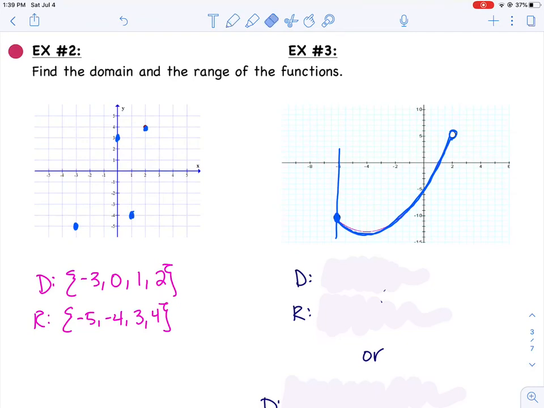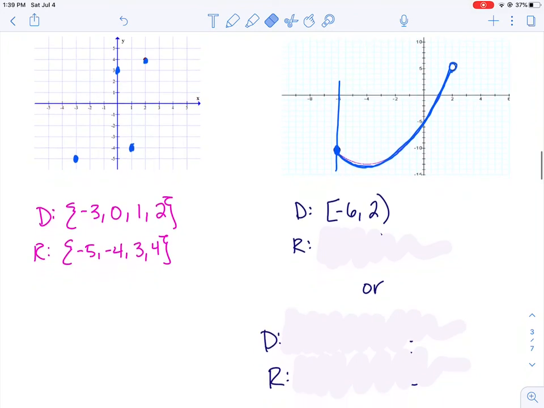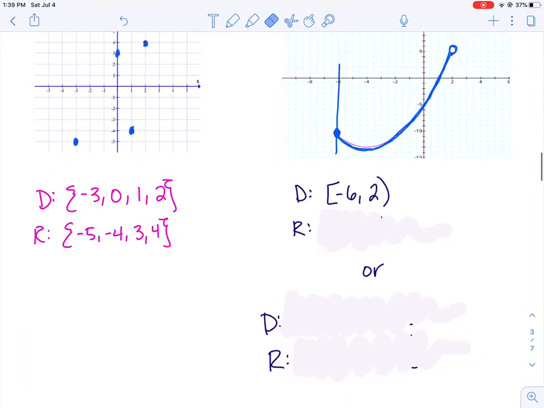So it looks like my domain in interval notation would be -6 with a closed bracket because I want to include it, all the way to 2 with a parenthesis because of the open circle. So -6 to 2. Or if I write it in set builder notation, it would be the set of all x's such that x is greater than or equal to -6, but less than 2. You notice my inequalities there? Greater than or equal to -6 because of the closed dot, and then less than 2 because of the open dot. So you could write it either way. Make sure that you practice both ways.